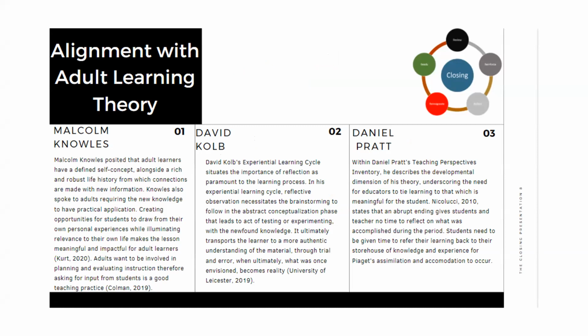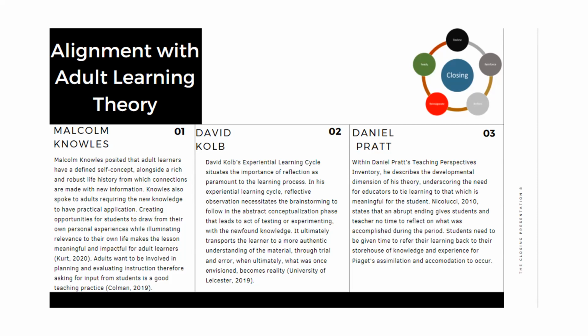We need this information. So if we look at Malcolm Knowles, he posited that adult learners have a defined self-concept. They have a rich and robust life history to draw from. So we need to be encouraging students to tap into that life history and those memories for learning to be impactful. So that relevance is key.